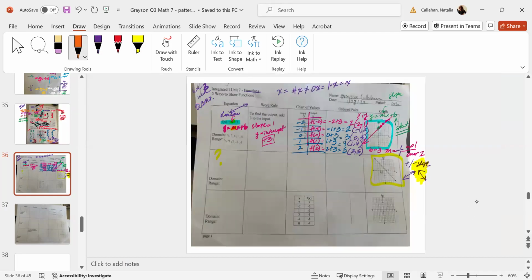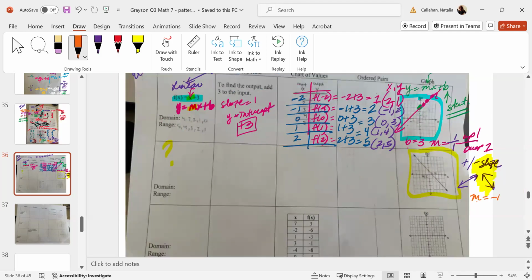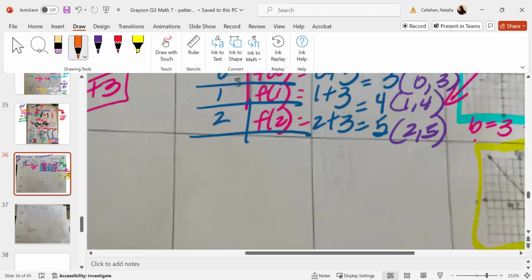So your slope is going to be a negative number. Now, when you look at the slope here, you'll look very closely.